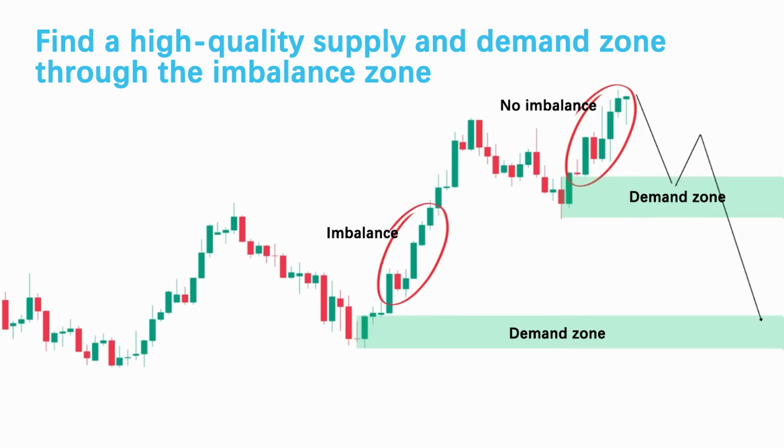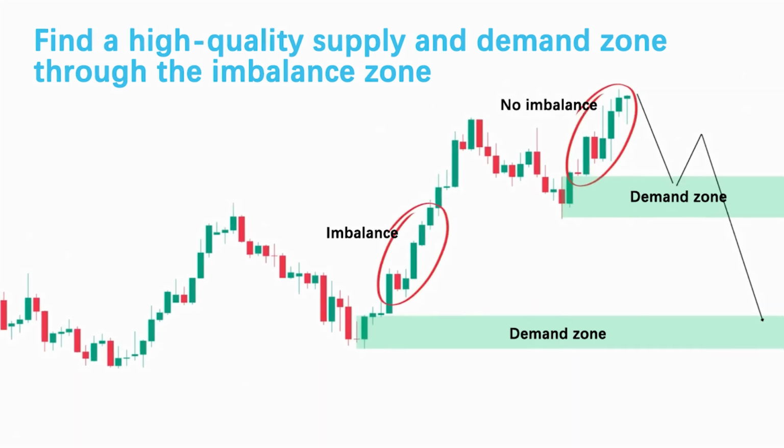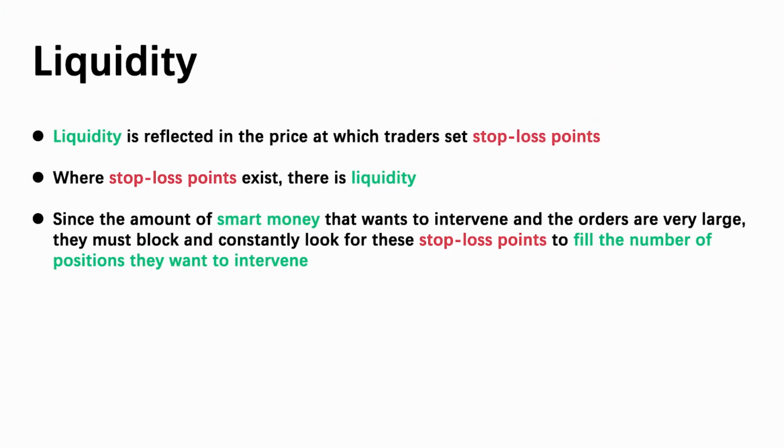So, from this example we can draw a conclusion. That is, when we are looking for supply and demand areas to intervene in transactions, we must cooperate with the emergence of imbalance areas to pursue higher quality and higher winning rate trading orders. However, we can also cooperate with other concepts to improve the winning rate of transactions. So now we come to the second smart money concept, which is liquidity.